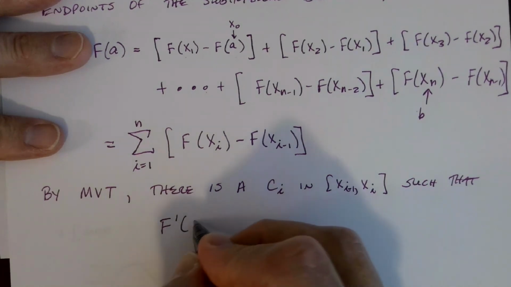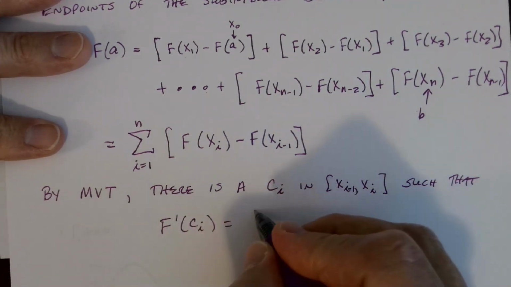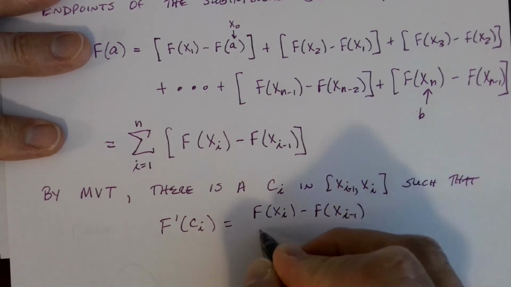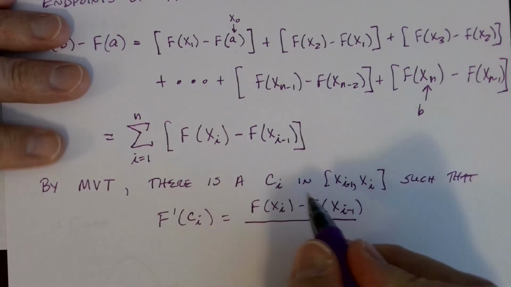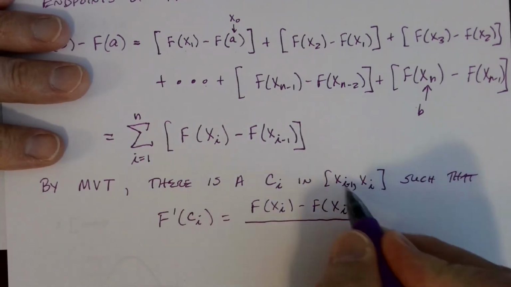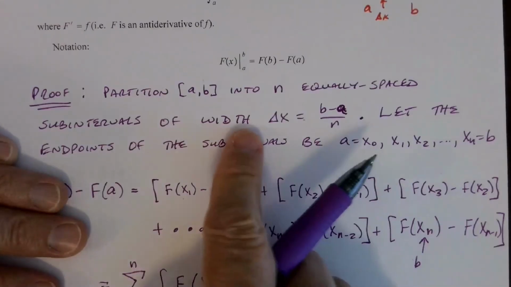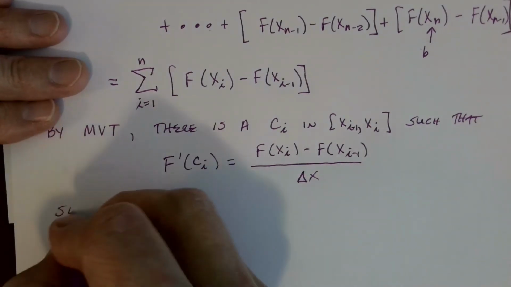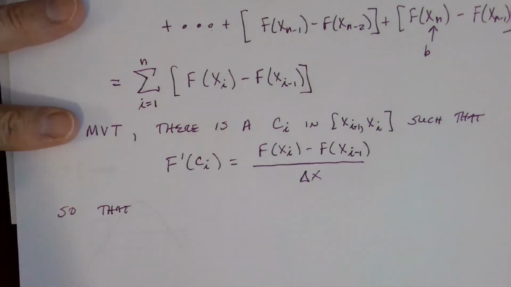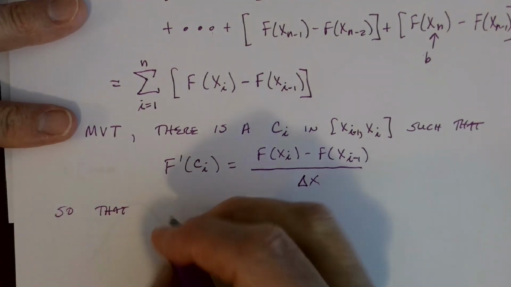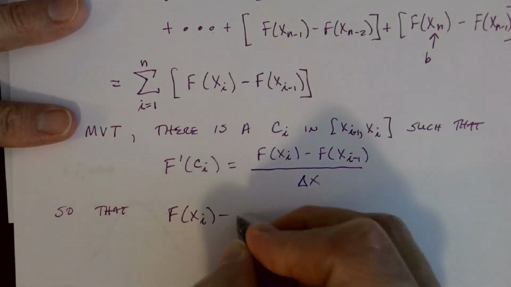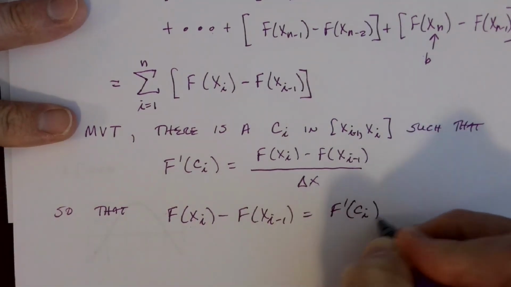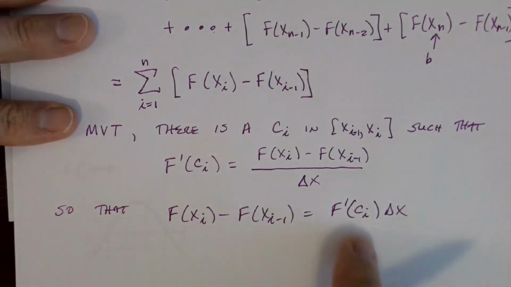capital F prime of c sub i, the derivative of that, is equal to F of x sub i minus F of x sub i minus 1 over the change in x, which is basically x sub i minus x sub i minus 1. But remember, the width of all these subintervals was equal delta x, so I'm just going to write it as delta x. And if I multiply both sides of this equation by delta x, then I have F of x sub i minus F of x sub i minus 1 is equal to F prime of c sub i times delta x.